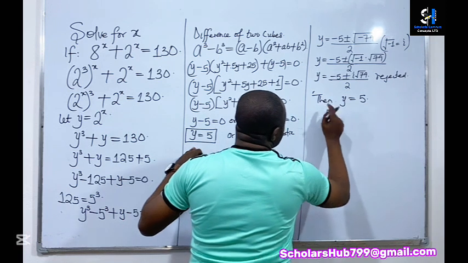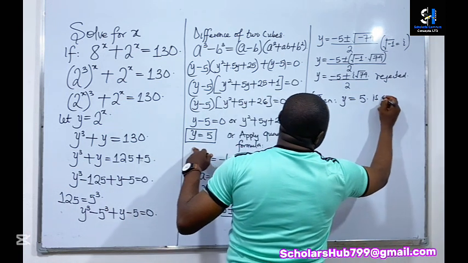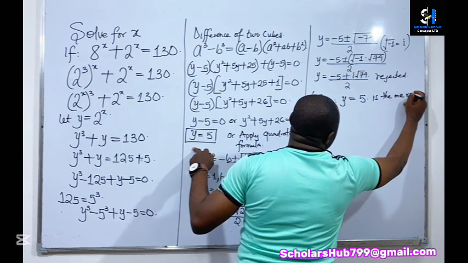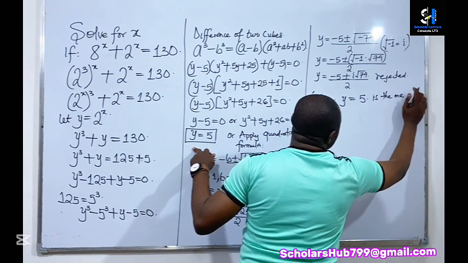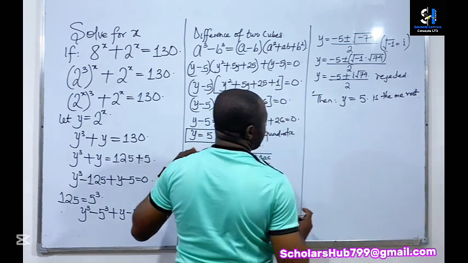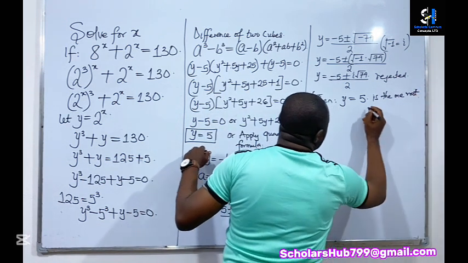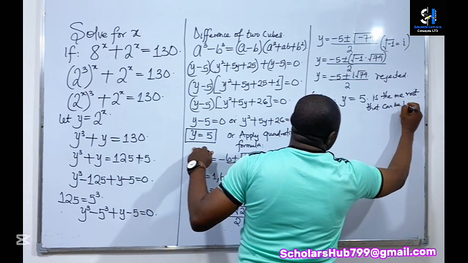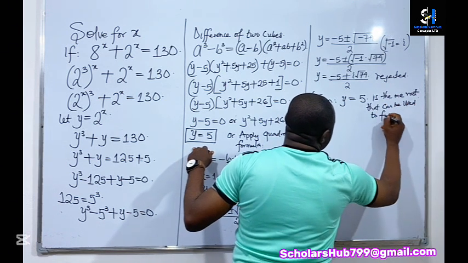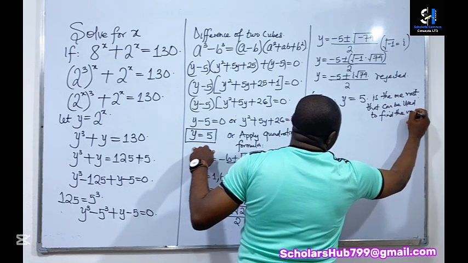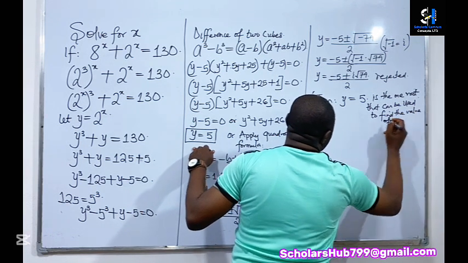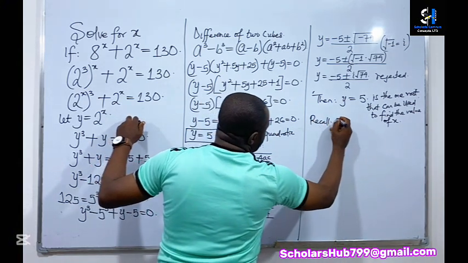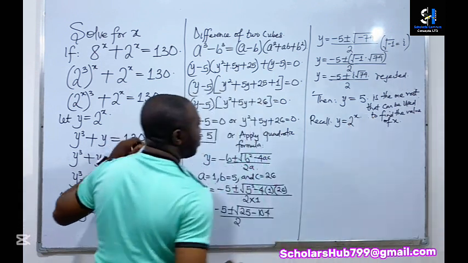Then y equals 5 is the only root that can be used to find the value of x. So now let's recall from here. We know that y equals 2 raised to the power of x.